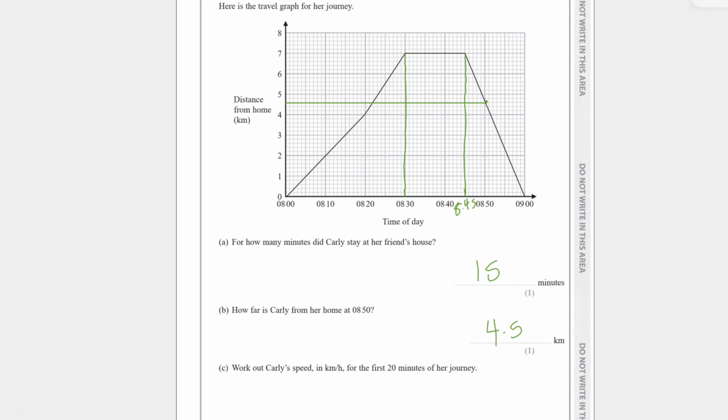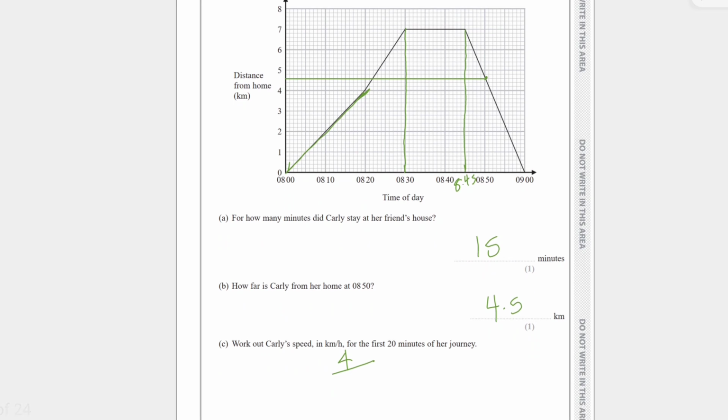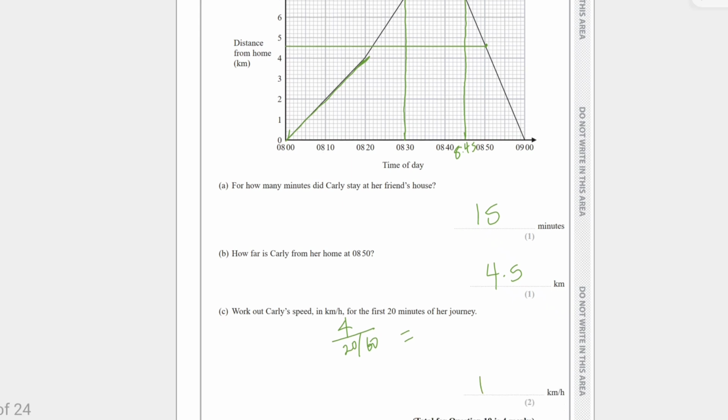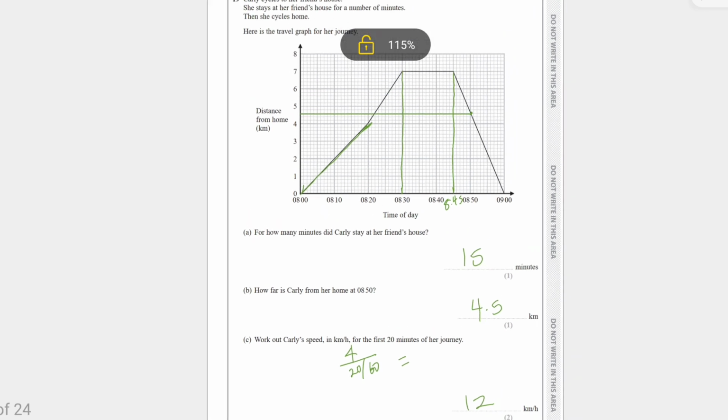Work out Carly's speed in kilometers per hour for the first 20 minutes of her journey. So for the first 20 minutes, this is 20 minutes. So this distance is 4. So 20 minutes in hours is going to be 20 divided by 60. And that would be on calculator. The answer is 12 kilometers per hour. Hope that is clear.